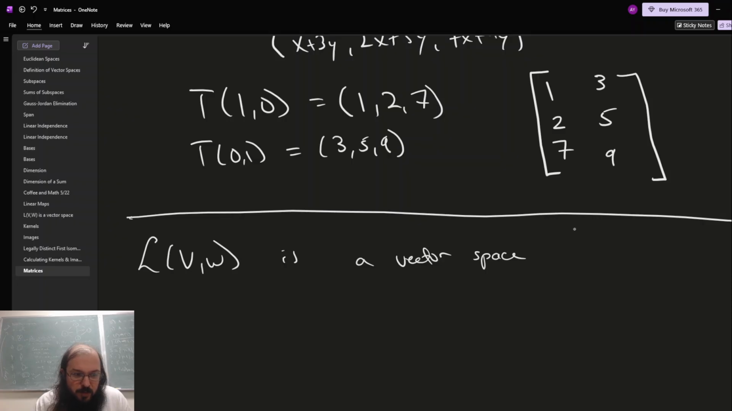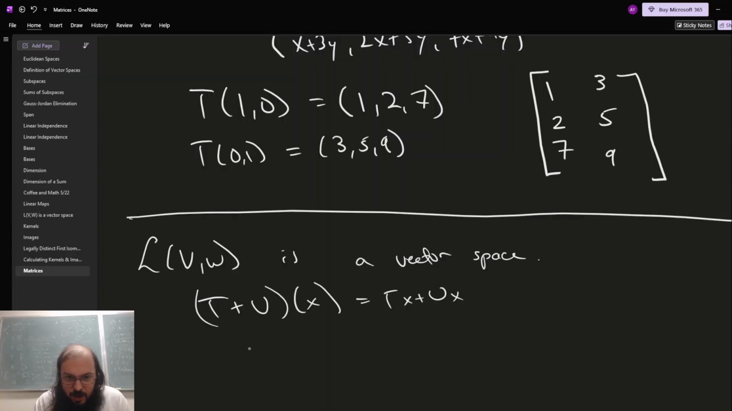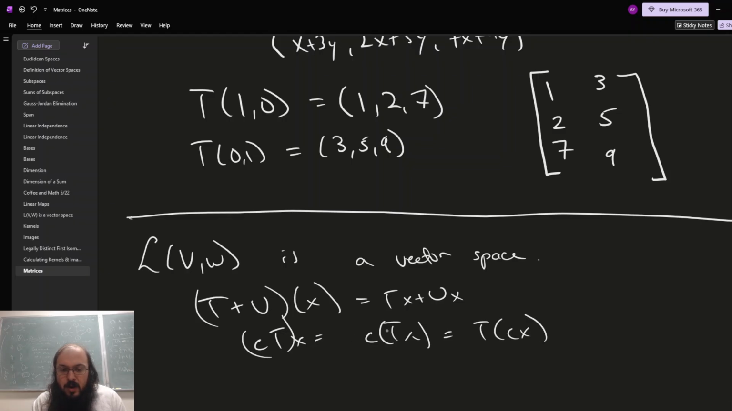Actually, am I even really proving this? I don't really think so, because I think we kind of know this already. Why? Well, linear maps can be added, right? We have (T + U)(x) = T(x) + U(x). And of course, (cT)(x) is the same thing as c(T(x)), or it could even be T(cx). It makes no difference. All of these things are the same. So we know how to add and scalar multiply linear maps.